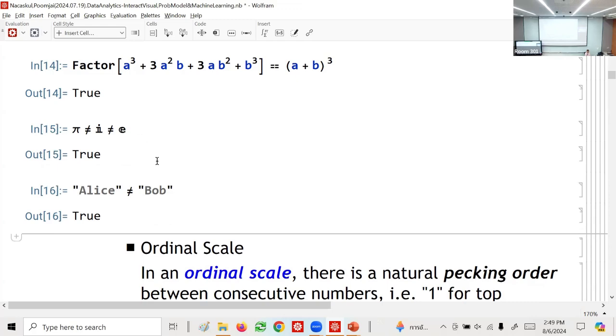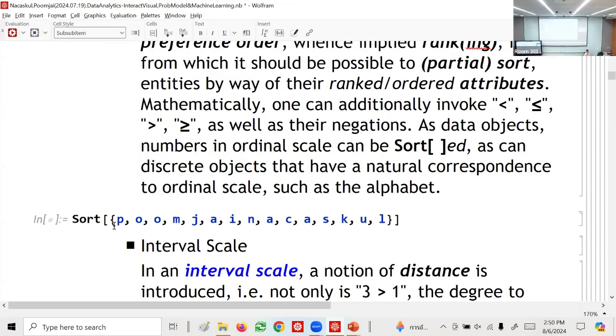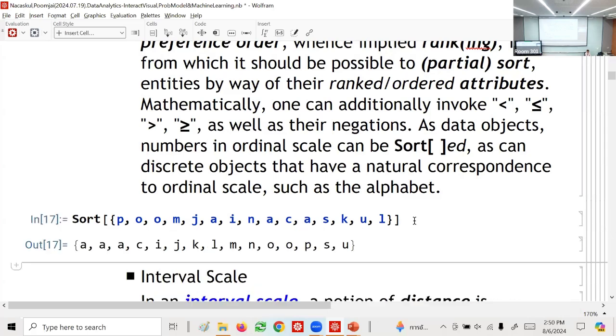Okay? Now, let's move on to ordinal scale. Ordinal scale means you have order. So you can say A is greater than B. In some sense. Example would be, I can sort my character. This is my name. Why? Because there's an inherent order implied by the alphabet. A comes before B. So it's A, C, so this is sort, right?